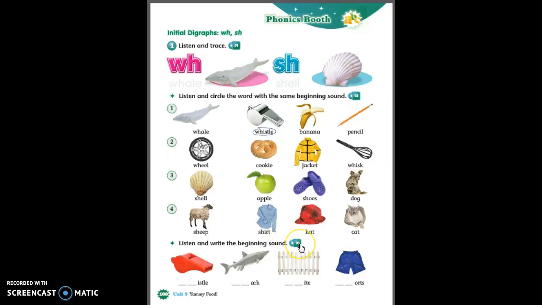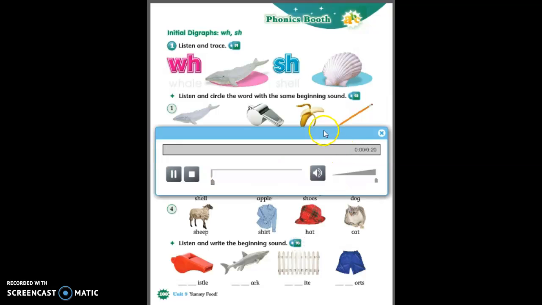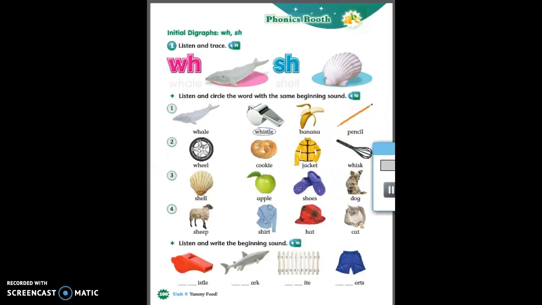Now we're going to listen and write the beginning sound. Track 93. Whistle. Shark. White. Shorts. Okay, now you have to complete the beginning sound. Wa or sha.